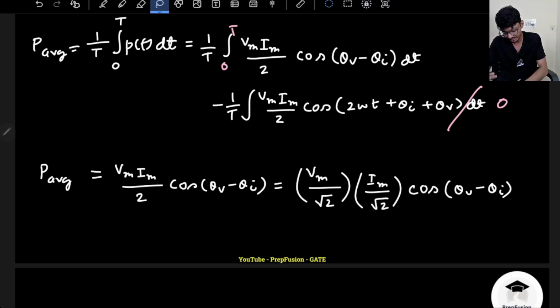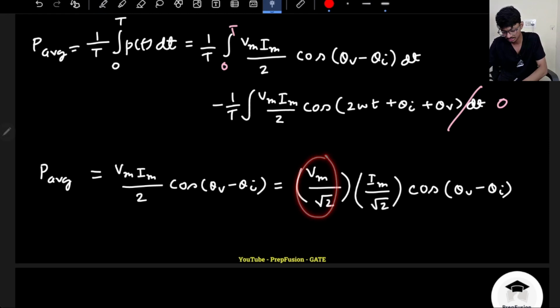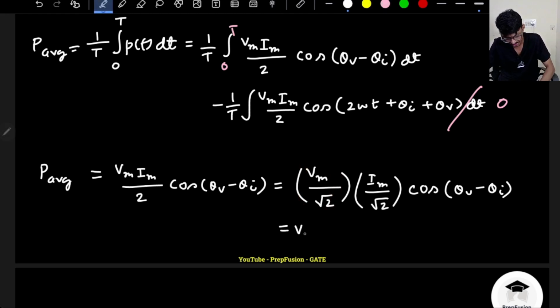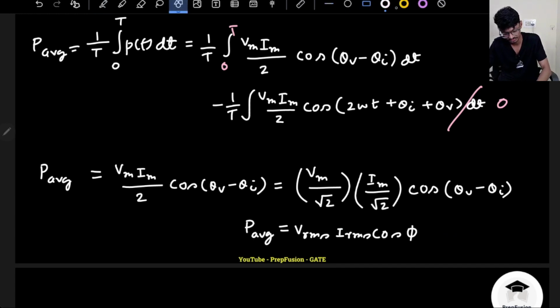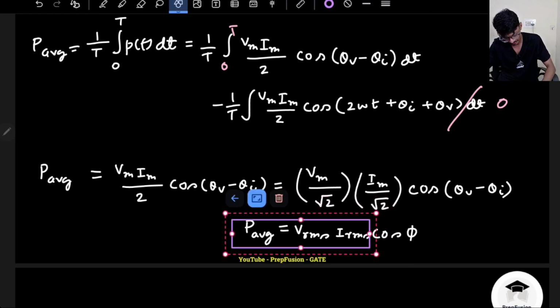From here we make another relation, which I will derive as well: the RMS value of any sinusoidal quantity is the amplitude divided by root 2. So this ultimately becomes Vrms times Irms into cos of phi. Phi is the power factor angle. I think you already know this formula, so I don't have to say much about it. Of course, this is a very important formula, and we derived it from scratch.